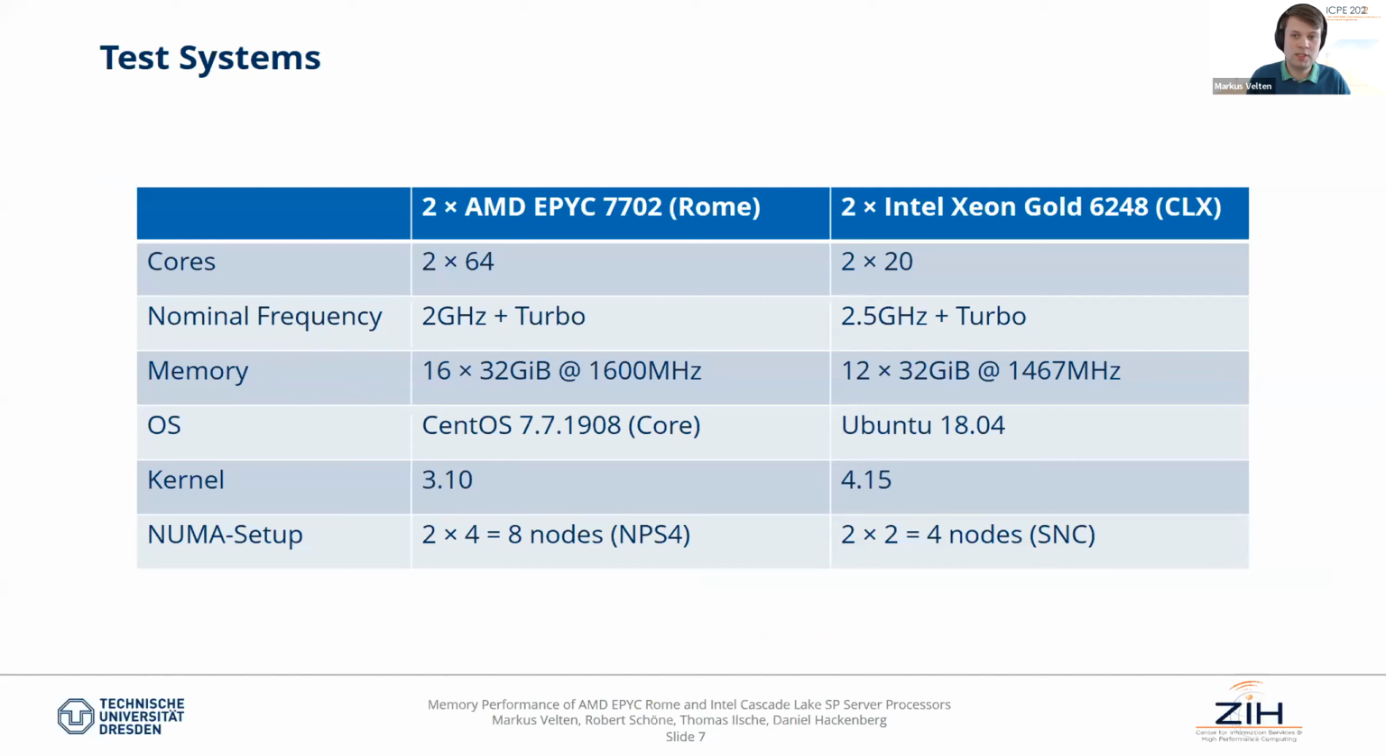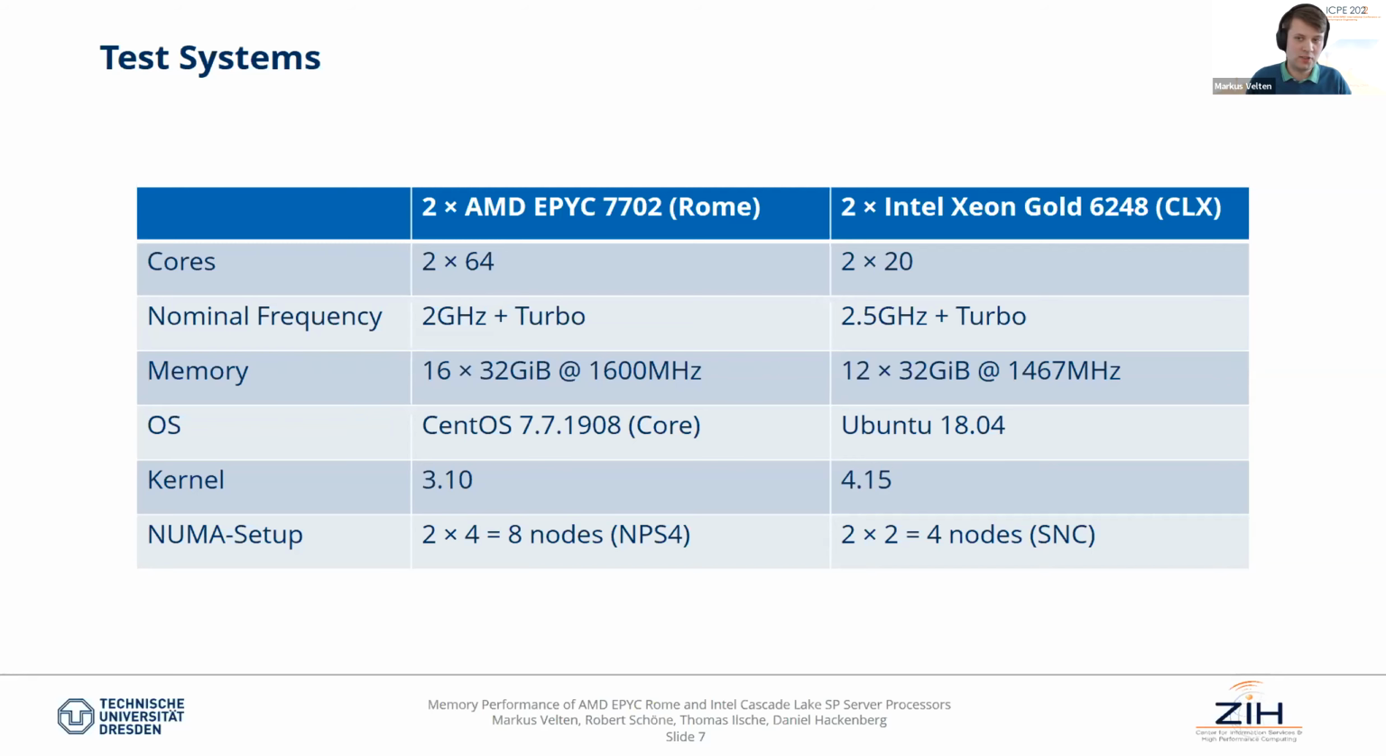One was our own HPC cluster with AMD EPYC Rome nodes with 2 × 64 cores and a nominal speed of 2 gigahertz. These nodes are populated with the fastest memory you can use with these processors, running at 1600 megahertz. And the Intel system we used, we got access to from the Erlangen National High Performance Computing Center. These nodes were populated with 2 × 20 cores running at 2.5 gigahertz and a memory speed of 1467 megahertz, which is the fastest memory speed you can use with these.